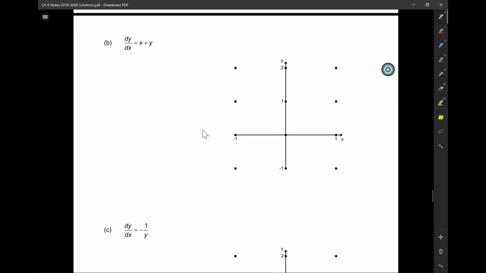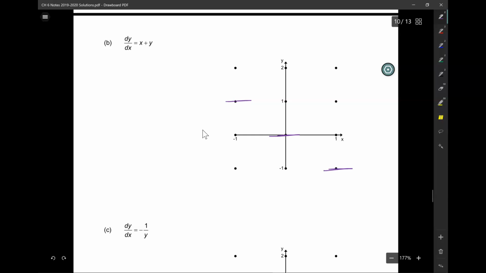Okay, so are there any places where you're going to have a slope which is undefined in this case? No undefined. But are there any where you're going to have zero slope? Yeah, when x and y are the same but opposite signs, right? So for example, -1 and 1, you'll have zero slope. 0 and 0, you'll have zero slope. And then 1 and -1, you'll have zero slope, right? So sometimes it's easy to identify like that.